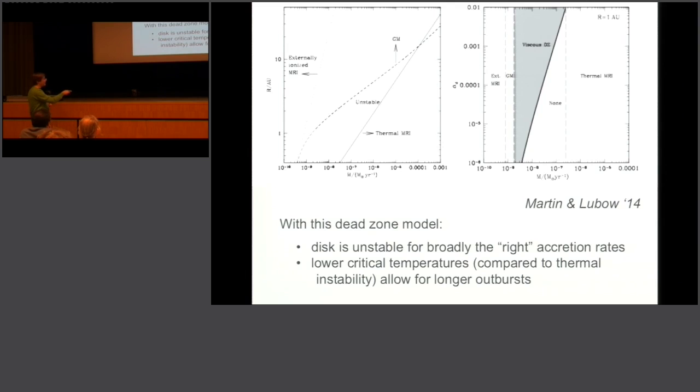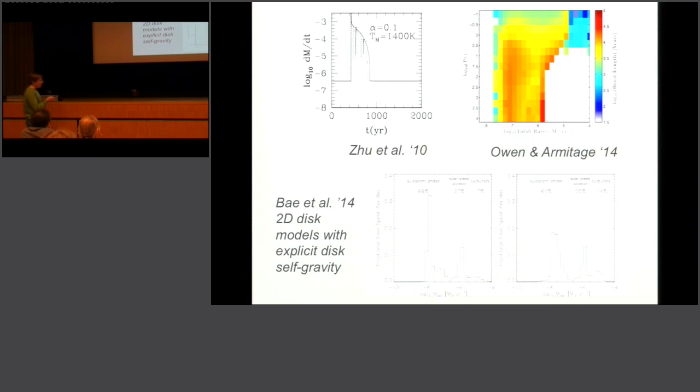The disk is unstable for broadly the right accretion rates if you want to produce outbursts, and then because you have this lower critical temperature, you trigger the outburst further out, and when it happens, it lasts much longer than it would if it was really a true thermal instability. Okay, so that was some work from Rebecca Martin.